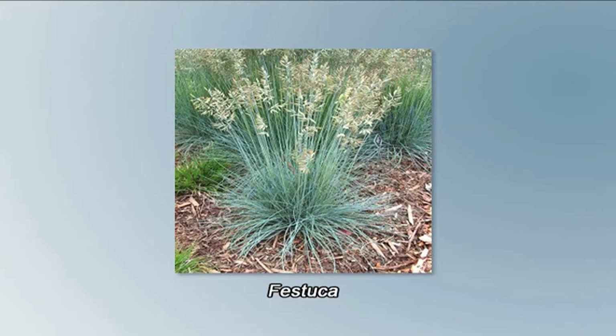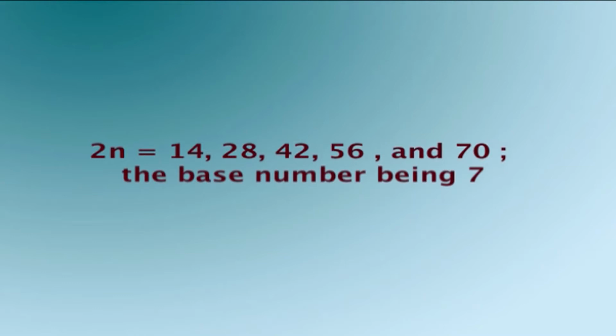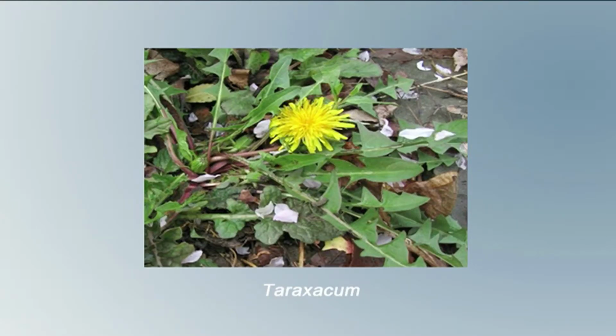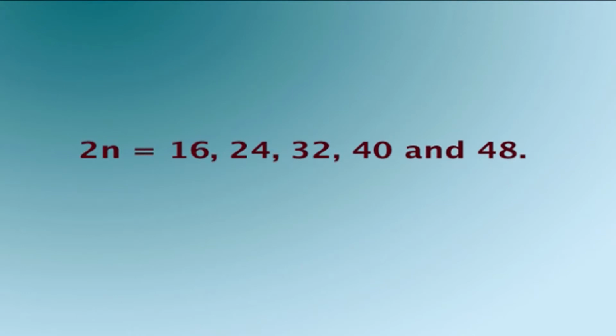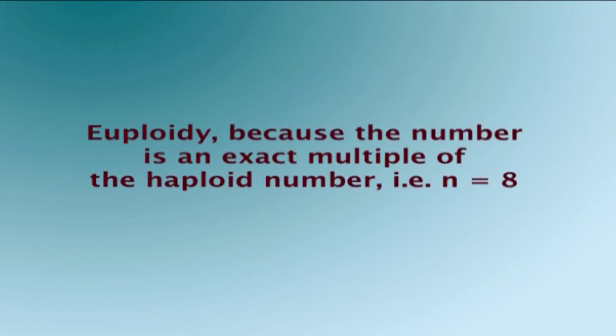Similarly, in the genus Festuca, there are species with 2n = 14, 28, 42, 56 and 70, the base number being 7. Another interesting example of polyploid series is found in the genus Pteracium with 2n = 16, 24, 32, 40 and 48. This type of polyploidy is known as euploidy because the number is an exact multiple of the haploid number, that is n = 8.